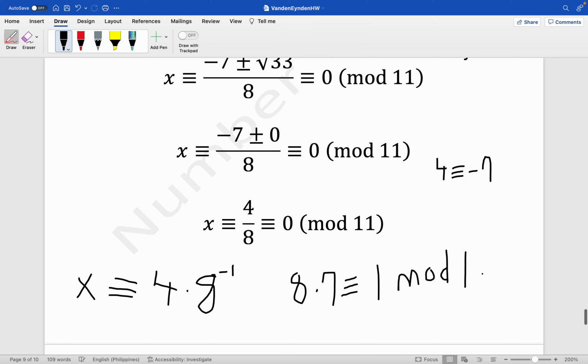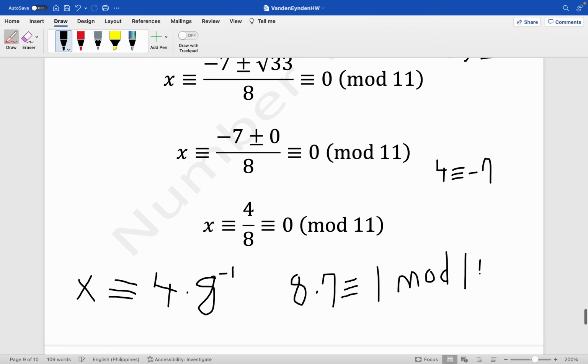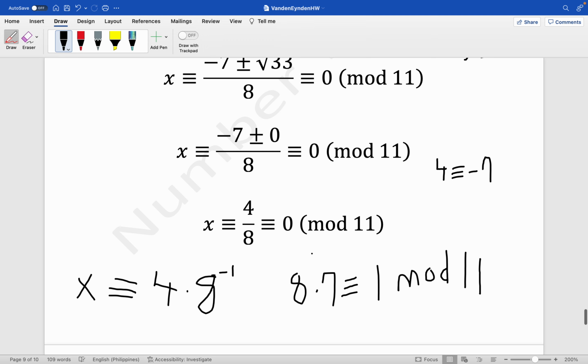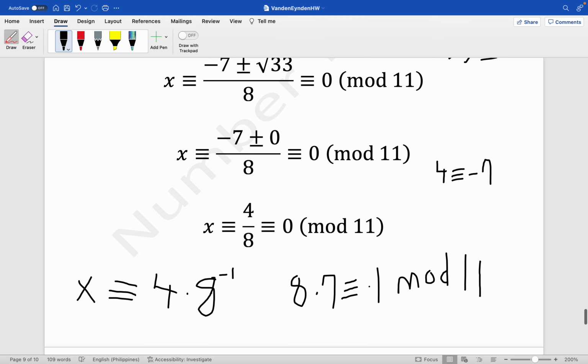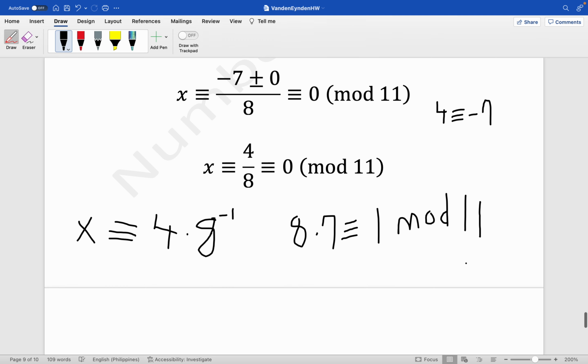And you guys can verify that: 8 times 7 is 56, right? And so 56 minus 1 is 55, and that's divisible by 11. Now, how is that useful? How is that useful? Let's see what we can do.